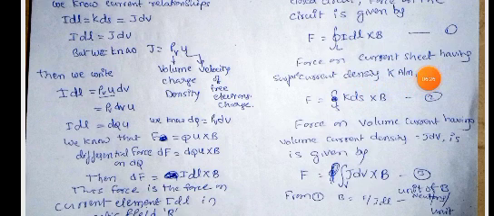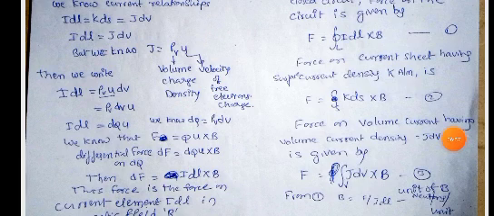Similarly, for force on a current sheet having current density K amperes per meter, in the place of I dl you have to write K dS. Similarly, for force on volume current, simply you have to replace I dl with J dV, and the integration is a volume integration. So this will become the force on the volume current distribution.